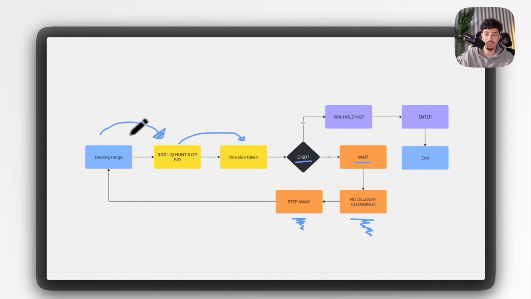However, if we create a dealing range, we have a liquidity hunt at 9:30, and then we're using 8 p.m.'s opening price, one side of the range being taken, and we do actually change the state of delivery, you're looking for 50% of those up close candles to hold up the market to actually confirm it wants to go lower. Once it does that, you can enter within the market.